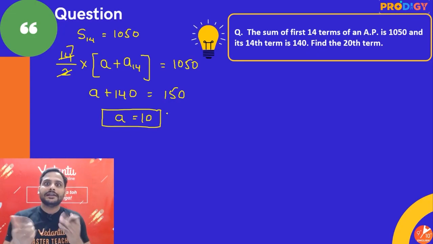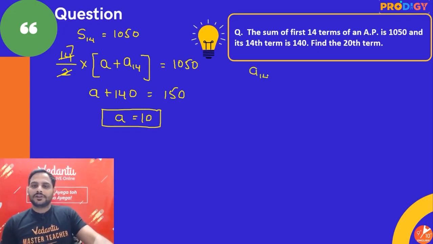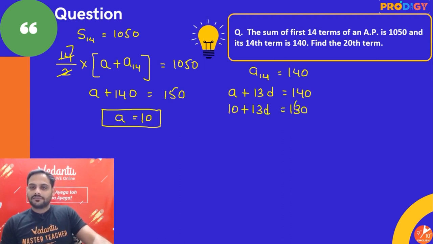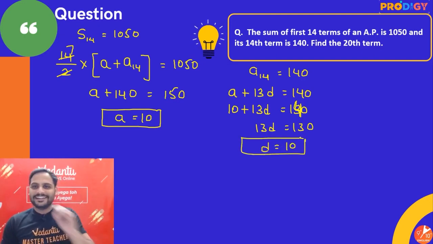Now how do I get D? Very simple, sir. 14th term is given as 140. So A plus 14 minus 1, 13D is equal to 140. So A is 10 plus 13D is equal to 140. Shift 10 over there. 13D is equal to 130 and D is equal to 10. So now I know A is 10, D is 10.